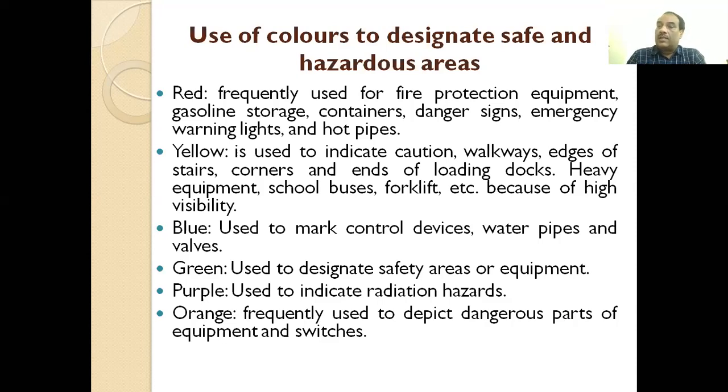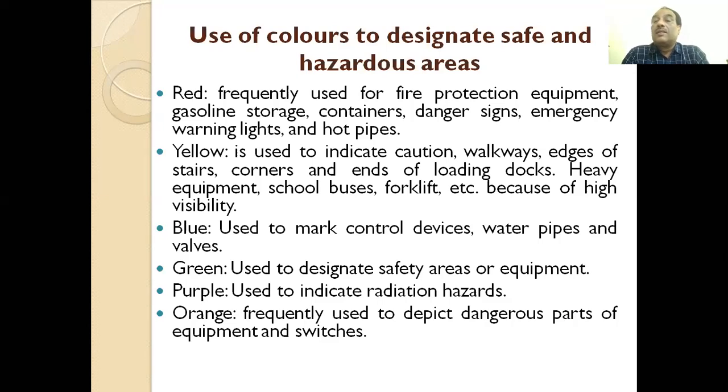Danger sign, color red is a danger sign. You are very much aware of that. Emergency warning lights and hot pipes. So to designate all these things, red colors are used. Yellow is used to indicate caution. Yellow is the color that is used for indicating caution. You might have seen in walkways, edges of the stairs, corners and ends of the loading docks, yellow color is used. Heavy equipment, school buses, forklifts, JCB, etc.